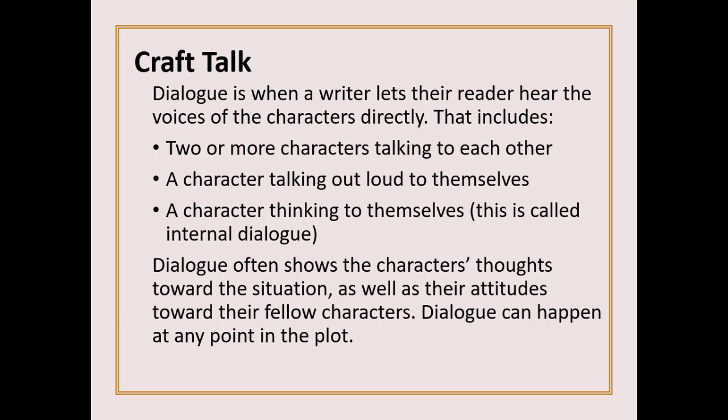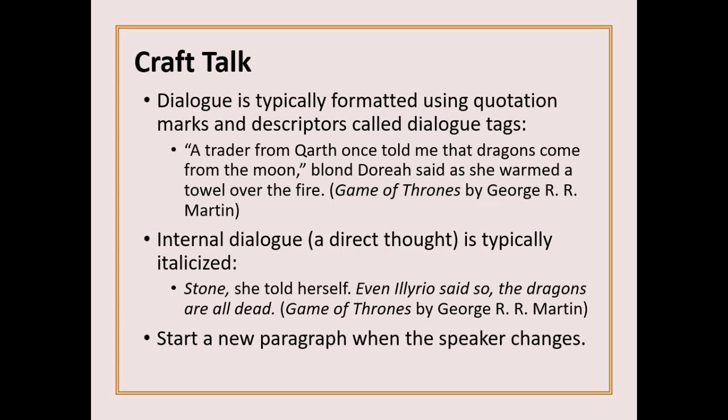Dialogue often shows the character's thoughts toward the situation, as well as their attitudes towards their fellow characters. Dialogue can happen at any point in the plot. Dialogue is typically formatted using quotation marks and descriptors called dialogue tags. So here's an example from Game of Thrones by George R.R. Martin. "A trader from Qarth once told me that dragons come from the moon," blonde Doreah said as she warmed a towel over the fire. So the dialogue tag is "Doreah said," and it's combined here with a modifier and also an action.